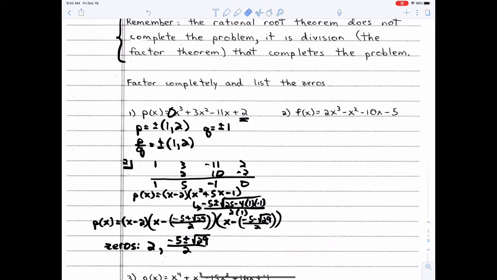Let's say you happen to have two zeros, and they were 5 and 9. Could I write x minus 5 comma 9? No, you'd have to write x minus 5 and x minus 9. Each zero needs its own factor. So anyways, that's it. Let's take a look at problem number 2.